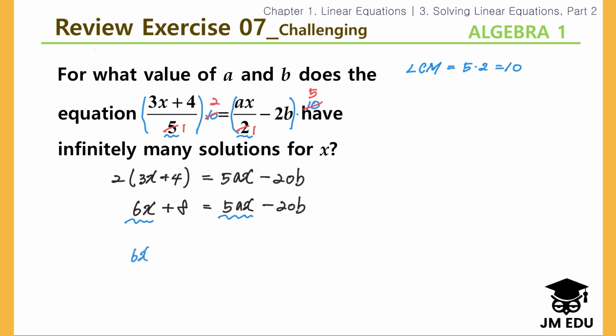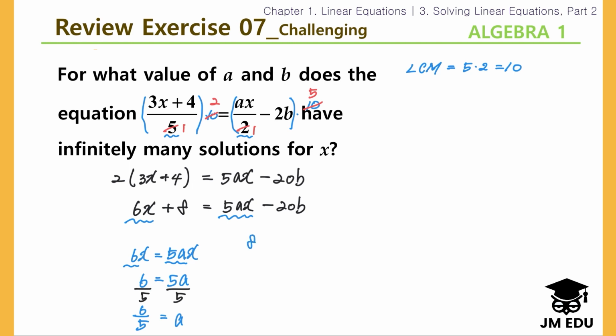6x is equal to 5ax. So this means 6 is equal to 5a, right? So what is the value of a? Divided by 5, divided by 5 gives us a is equal to 6 over 5, right? Okay, let's find b. We have constant 8 here, constant negative 20b.